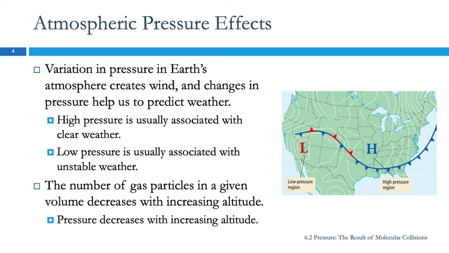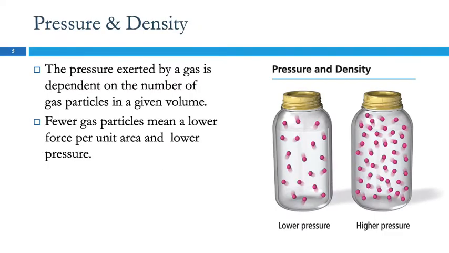High pressure is usually associated with clear weather, low pressure with unstable weather. We also see a difference in pressure as we change altitude. The number of gas particles in a given volume will decrease as you increase in altitude, right? So if you go up to Kings Canyon National Park, as you're driving up, you're getting higher and higher and higher, and the pressure of the air, atmospheric pressure, is decreasing. So the pressure is dependent on the number of particles.